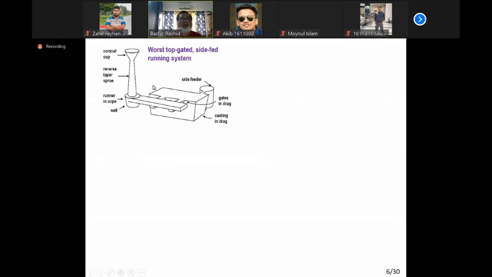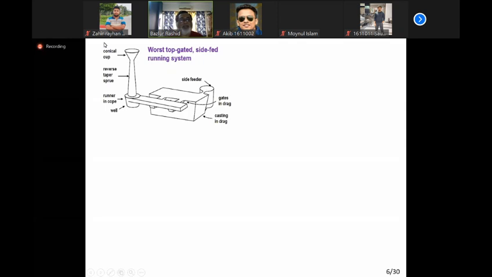If you see the whole running system with the casting, this is a top gated system, and you will see this type of picture in the textbooks. So we have a conical cup, so liquid will pour here, and this is a sprue. Forget about reverse taper things, we'll talk about that later. This is a sprue, and this is a sprue base, and this is the runner, and this is the gate. There are two gates, and this is the casting, and on the side of it, there is a feeder.